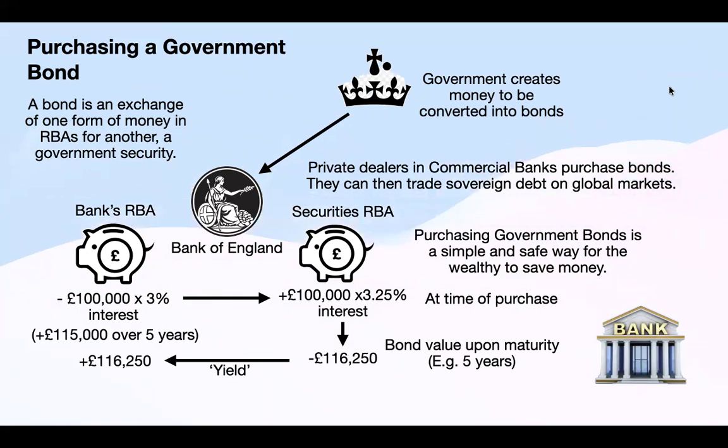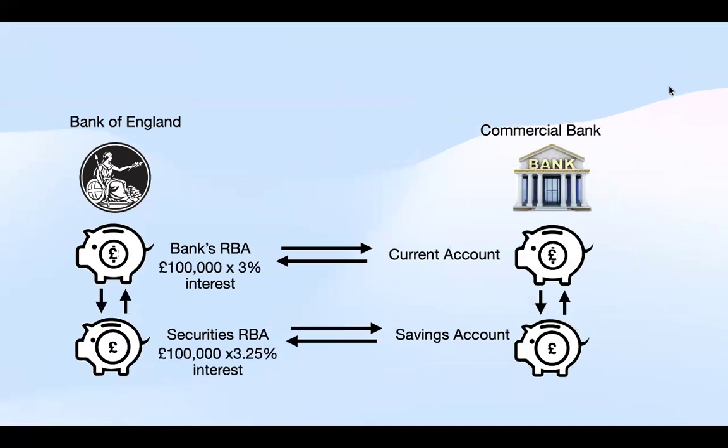So basically, purchasing government bonds is a simple and safe way for the wealthy to save money. They will always be sure, because the government can create the money they need to make that yield, that it will be paid. It's very secure. Bonds held in securities reserve balance accounts in the Bank of England are very much like the savings accounts that we have in our commercial banks.